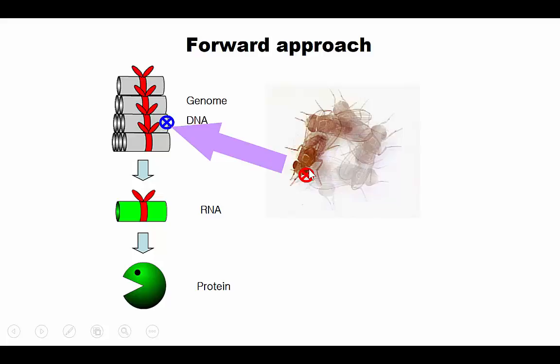This approach historically started first in genetics. That's why it is called the forward approach. Starting from the phenotype, figuring out which gene is changed. That's the forward approach.